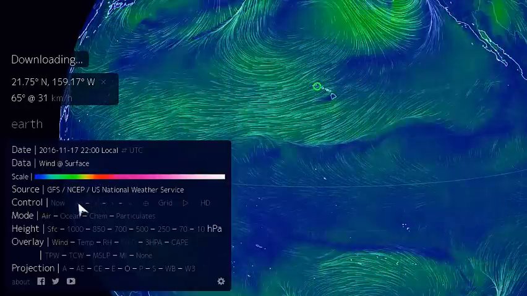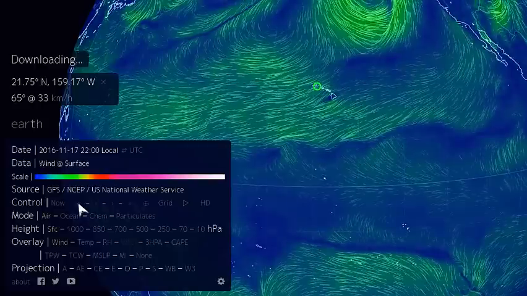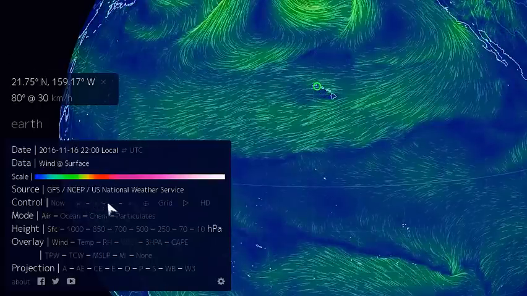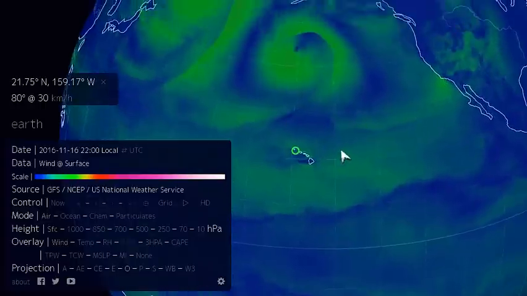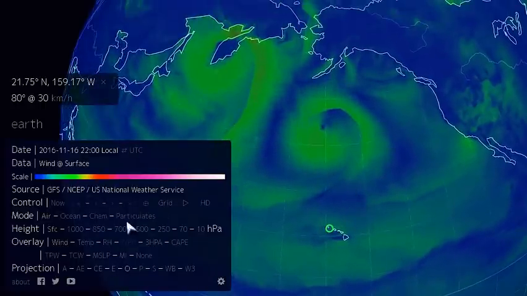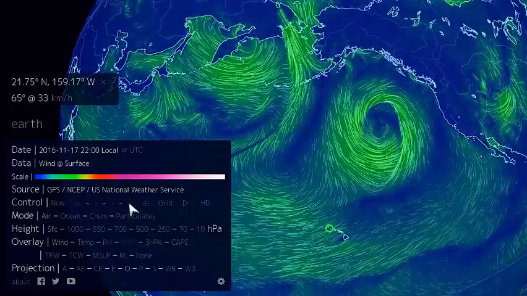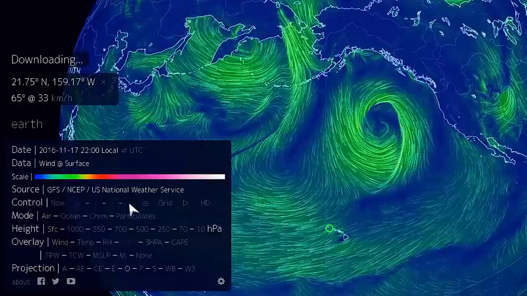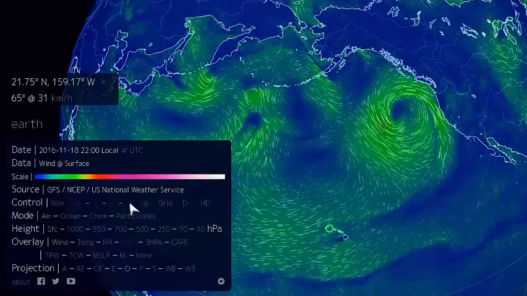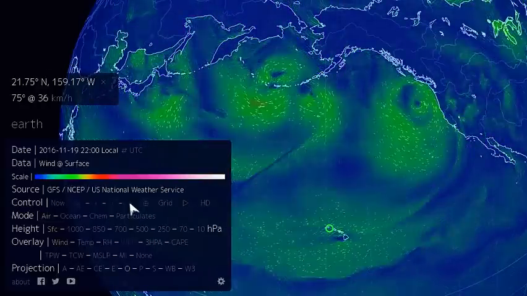If you step back, you can actually go back a few days and see what's happening. You can see how things evolve. Say, for example, we look at this cyclone here, or we step forward in time, you can see that the cyclone is moving. One more day here.